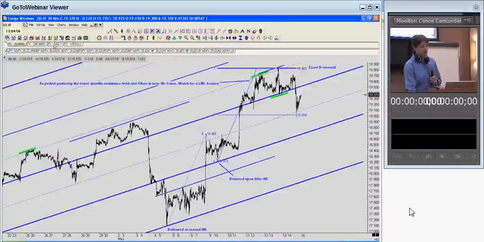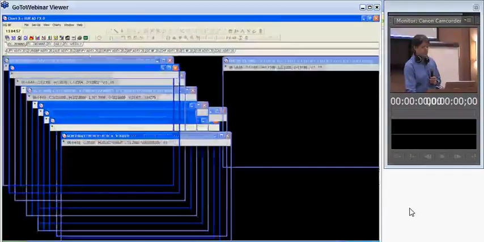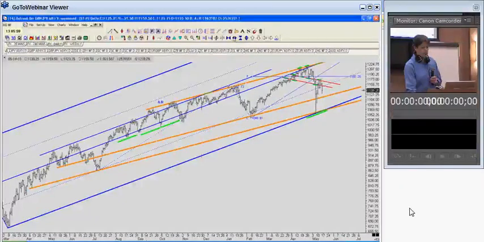I look at the S&P daily. I'm just going to zoom in slightly.